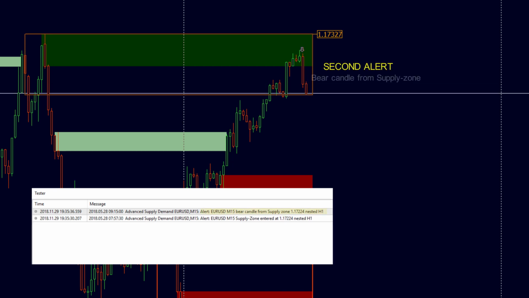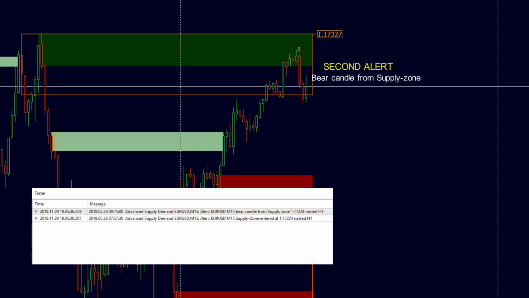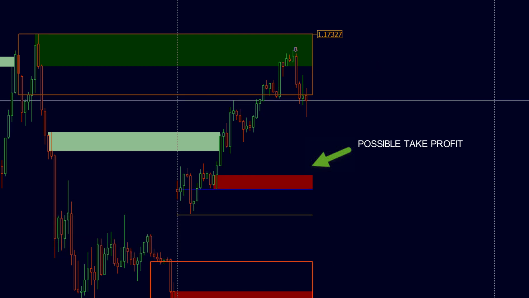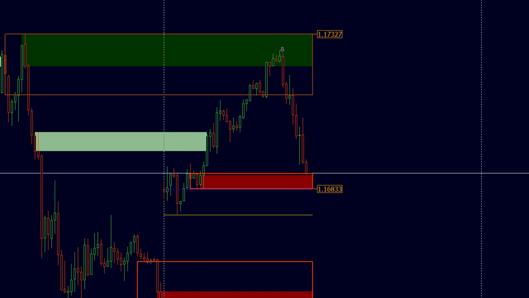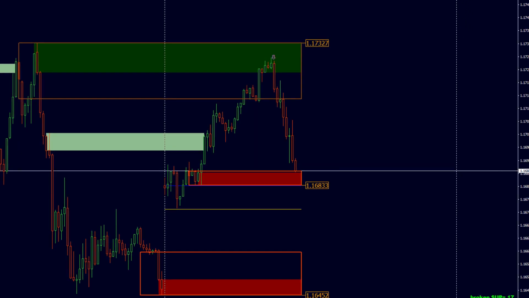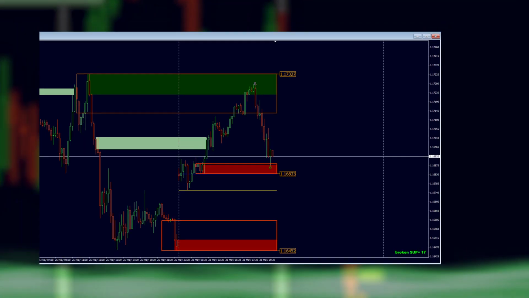The second alert comes when price leaves the zone and the M15 candle closes. This is a bear candle alert from a supply zone. This is a sell signal. You can set your target take profit based on the fresh demand zone below.